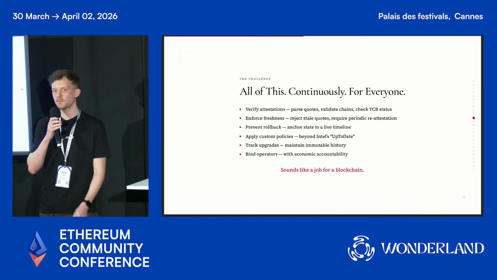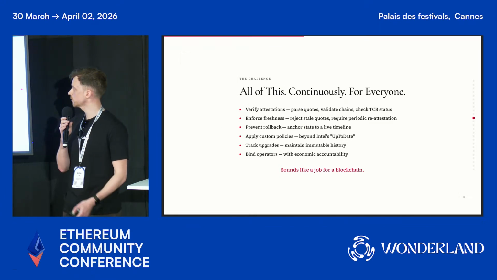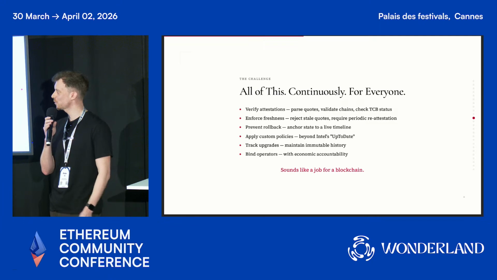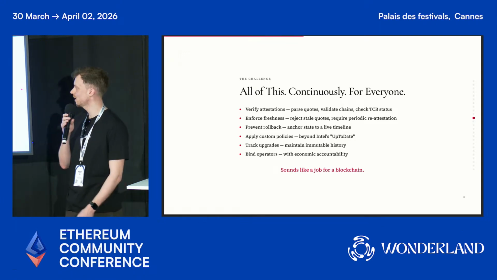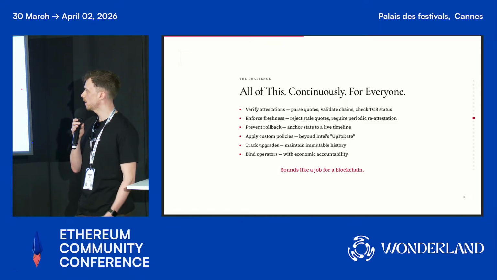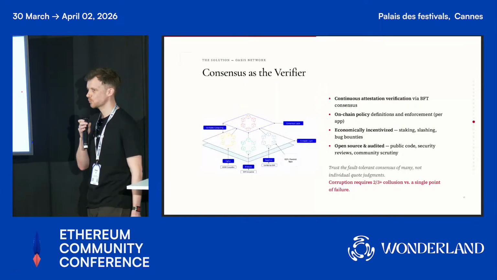And ideally, in an ideal world, we'll be doing all of this all the time. So we would be verifying attestations, we would be enforcing freshness, we would prevent rollback. I won't talk about this much, but this is an important thing because state rollback leads to a bunch of other attacks. We should be able to apply custom policies that go beyond what the provider says is valid. We should be able to track upgrades to the applications and ideally also know which operator is running the code. And this sounds like a good job for a blockchain system.